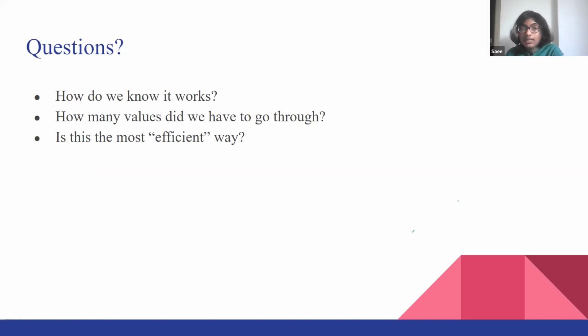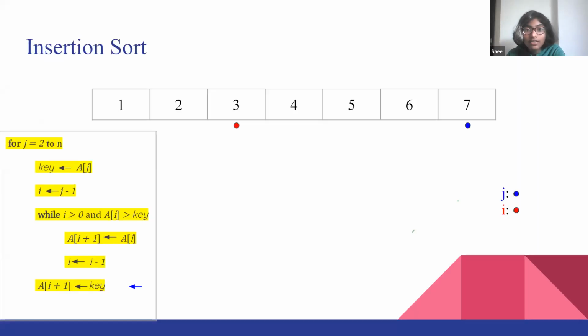How do we know it works? What if I am just doing hocus pocus and making you believe in what I'm doing? Okay, yes. And also, how many values did we have to go through? Did anyone count? I hope someone counted. These are lots of slides.